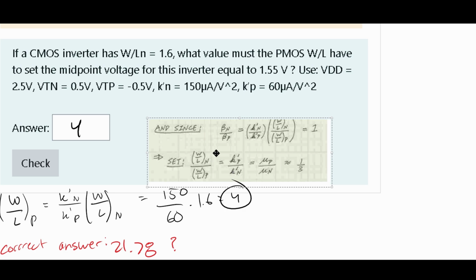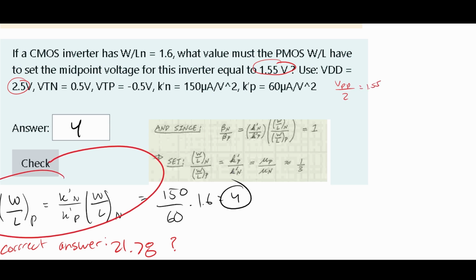However, we can't use it to solve this problem. The reason we can't use it is this: notice how the midpoint voltage of our inverter is 1.55 volts and our VDD is 2.5 volts. If we were to take our VDD and divide it by 2 and got 1.55 volts, we could use this very simple formula. Again, that's when these two are about equal, or VTN is about equal to VTP. Now, we can see that that's not true, right?